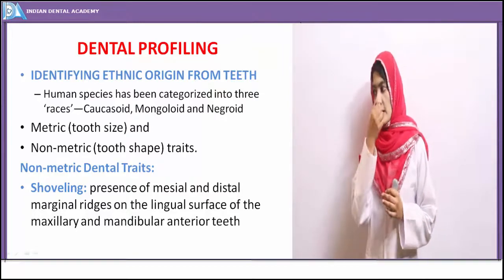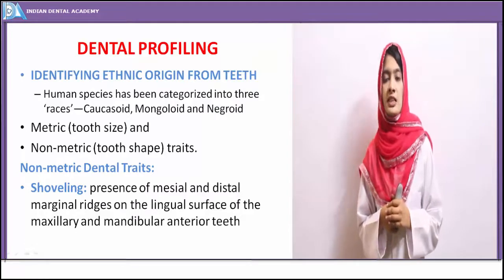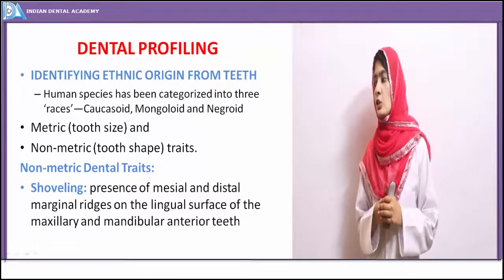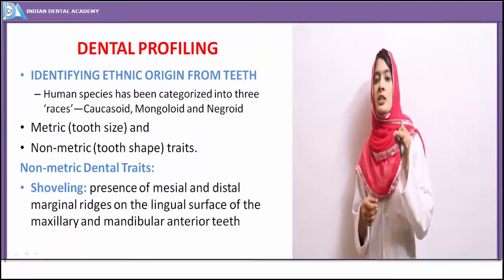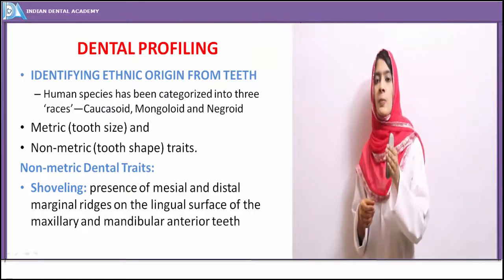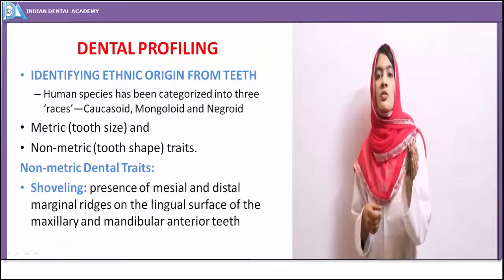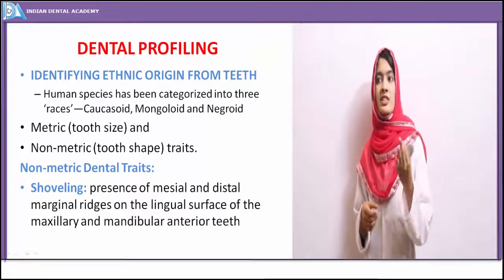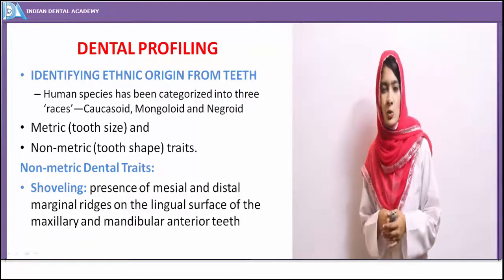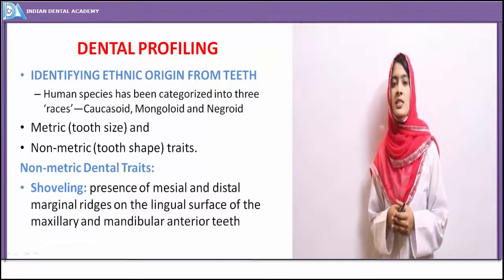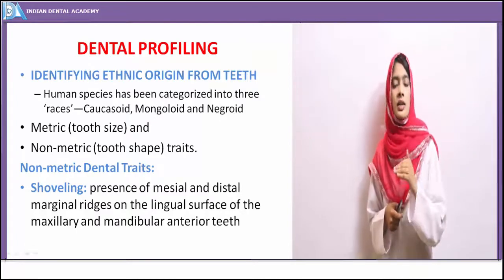So we have to basically identify or measure the size of the tooth. That is nothing but the metric traits, and the non-metric traits are the characteristic traits present in the features of the tooth. Okay, the shape of the tooth may be different. Few of the cusps may be present, and a few of the cusps may not be present. Few of the teeth show a characteristic trait unique to that particular tooth or that particular race only. So the metric traits and non-metric traits are characterized after identifying the individual post-mortem.